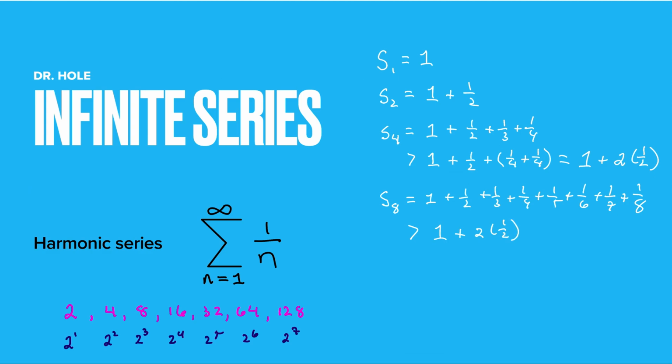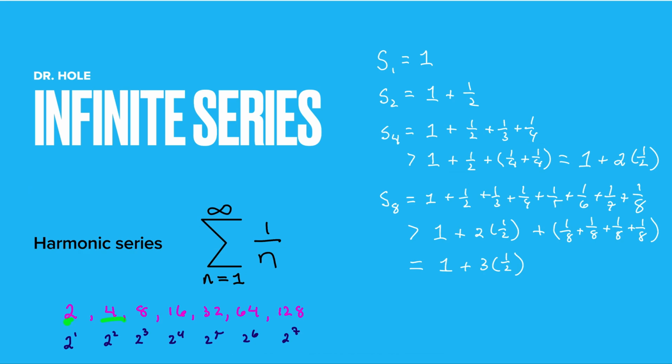But then looking at the remaining terms, 1/5 is bigger than an 1/8, a 1/6 bigger than an 1/8, a 7th bigger than an 1/8, and 1/8 is exactly equal 1/8. 4 copies of 1/8 is 4 over 8, or a third copy of 1/2. So S8 is strictly bigger than 1 plus 3 copies of 1/2.